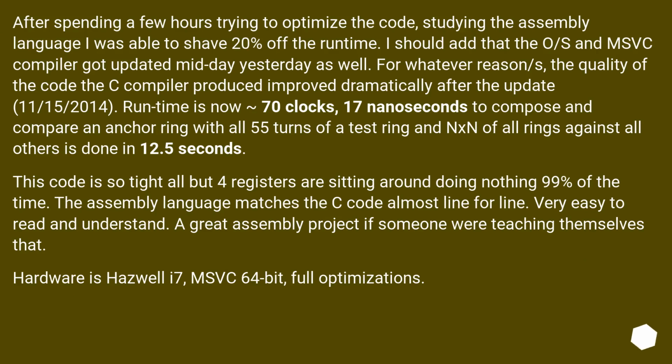After spending a few hours trying to optimize the code, studying the assembly language, I was able to shave 20% off the runtime. I should add that the OS and MSVC compiler got updated midday yesterday as well. For whatever reason, the quality of the code the C compiler produced improved dramatically after the update, November 15, 2014. Runtime is now 70 clocks, 17 nanoseconds to compose and compare an anchor ring with all 55 turns of a test ring, and NxN of all rings against all others is done in 12.5 seconds.